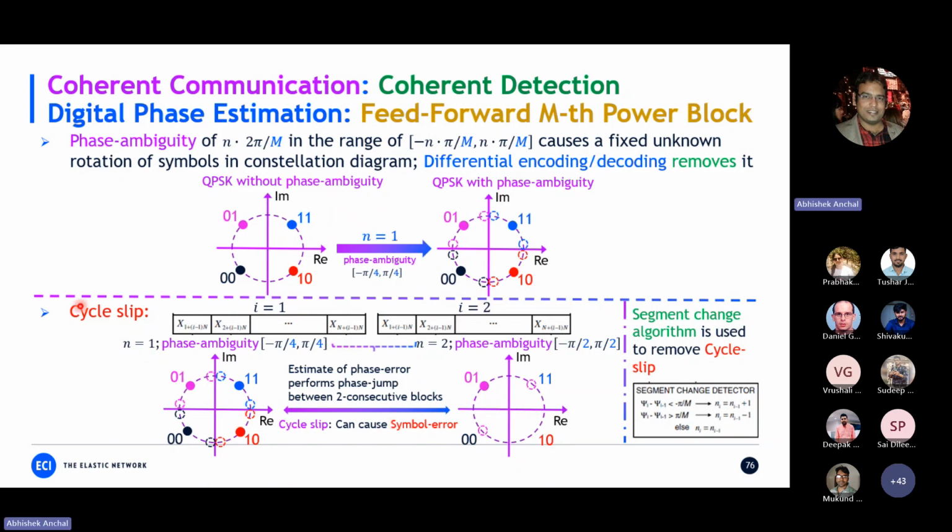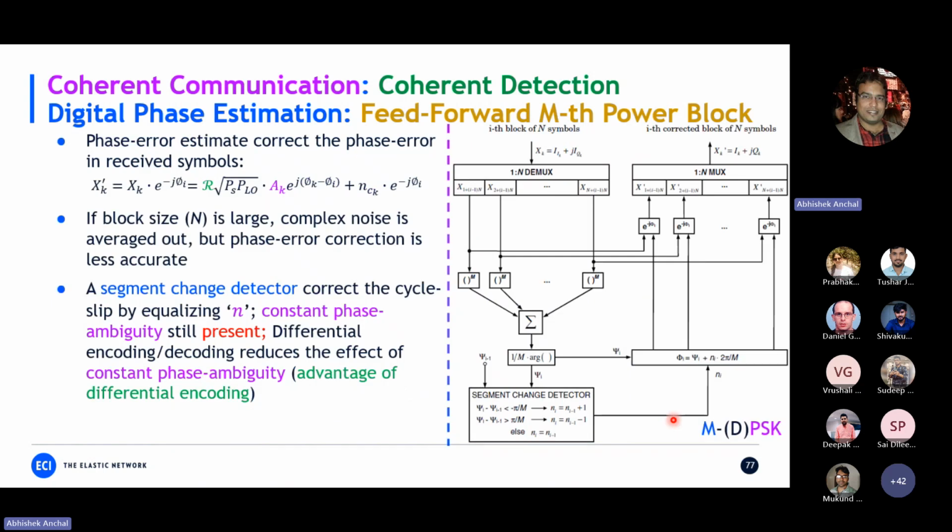So how to remove the cycle slip? They use something called a segment change algorithm, which tries to track what value of n the computer chooses for different segments, and if it is different, then it tries to equalize. So basically, this is the segment change detector, which we use to check for every block of samples what value of n the computer chose, and then it increases or decreases to equalize to the same value. Now, once it finds the phase error, you multiply here.